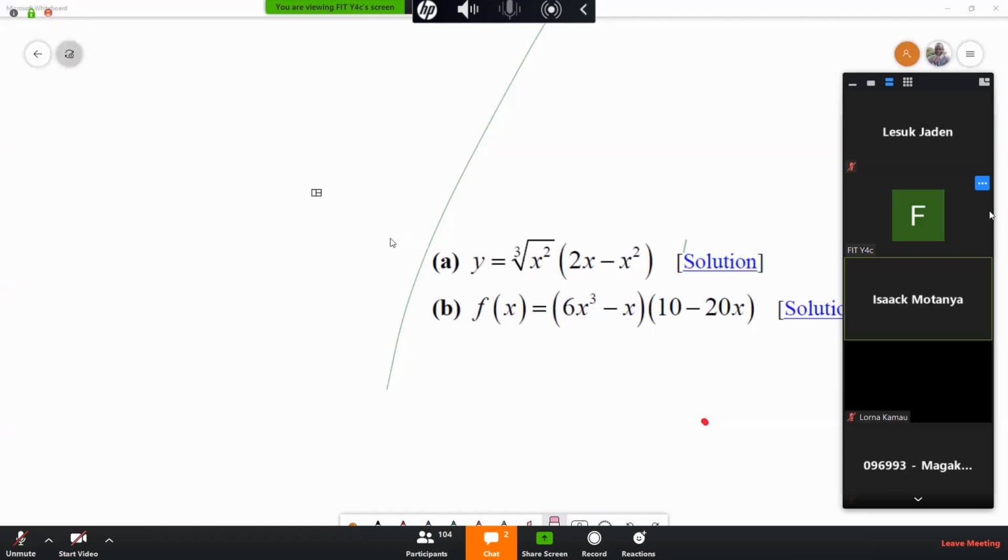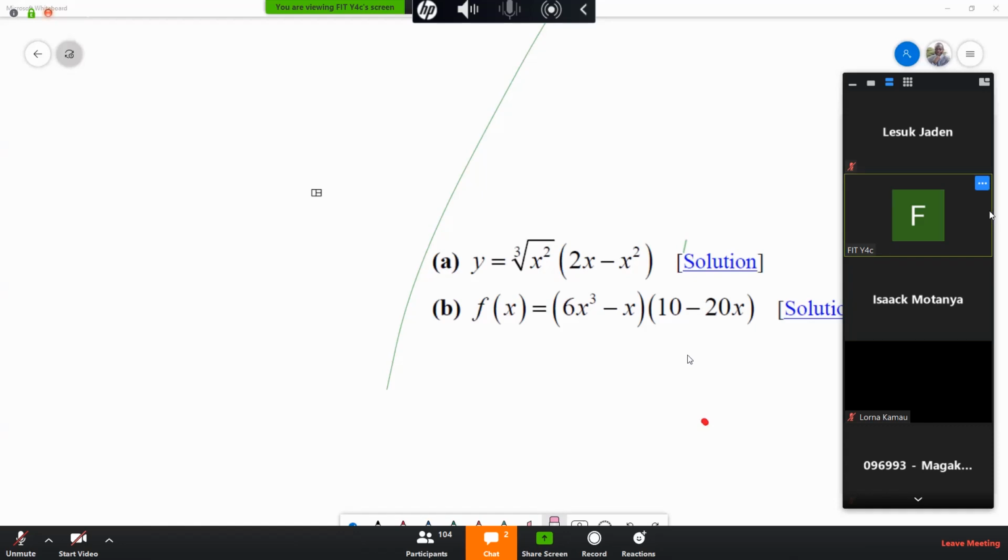Okay, for the second one. Yes, the second one is easy. I used the product rule. So the first function for me was 6x cubed minus x, and for its derivative, I got 18x squared minus 1. Then the second function was 10 minus 20x, and its derivative I got negative 20.